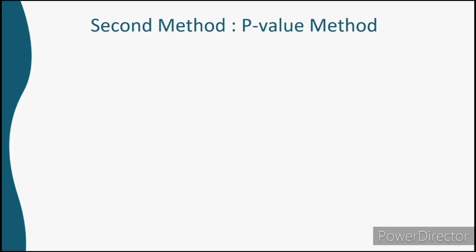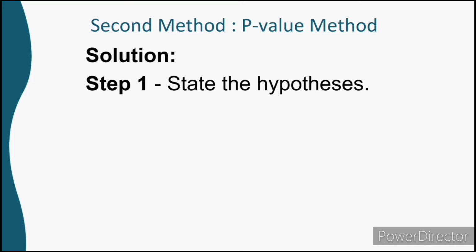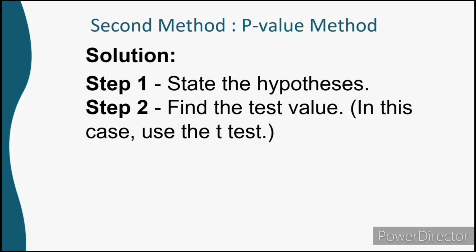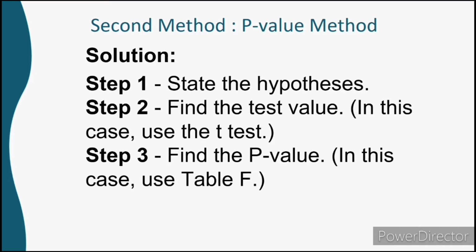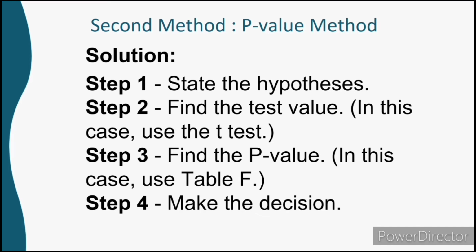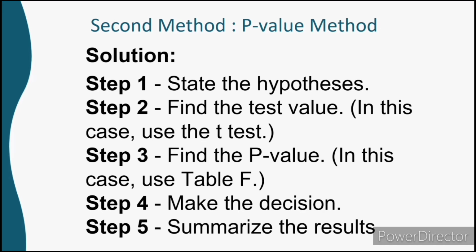Second method is p-value method. So we have 5 steps. Step 1, state the hypothesis. Step 2, find the test value. In this case, use the t-test. Step 3, find the p-value. In this case, use table F. Step 4, make the decision. And step 5, summarize the results.